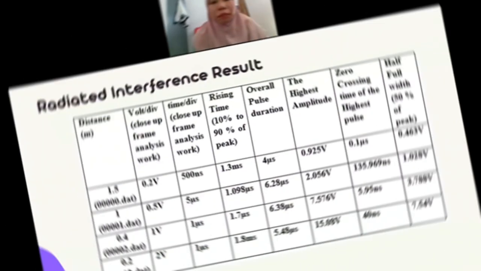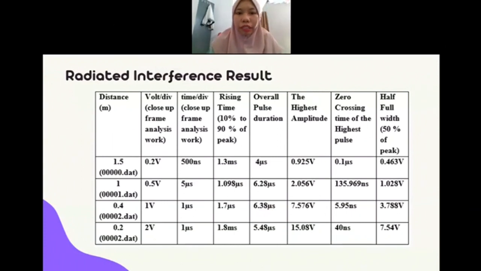Thank you. My name is Alifa. I will show the radiated interference result, which is all the data we get from the graph that was conducted by Anuti, and also some from me. For this data, for distance we use 1.5, 1, 0.4, and 0.2. For the rising time, we get it from the time at 90% minus the time at 10%. For overall pulse, we get it from the wave, the end of the wave, and the highest amplitude is the peak. And next.